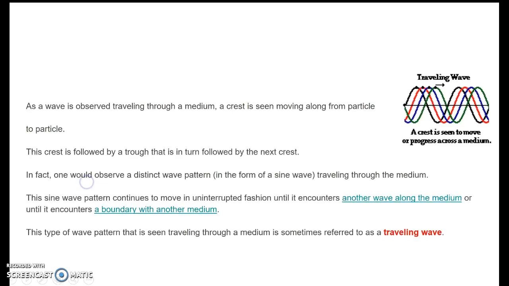Okay. So a wave travels through a medium. We can see a crest moving along from particle to particle, and we've got crests and we've got troughs, and that happens. And what we see is what we call a distinct wave pattern. We call it a sine wave traveling through the medium. Now this continues to move uninterrupted until it encounters another wave along the medium, or a boundary with another medium.